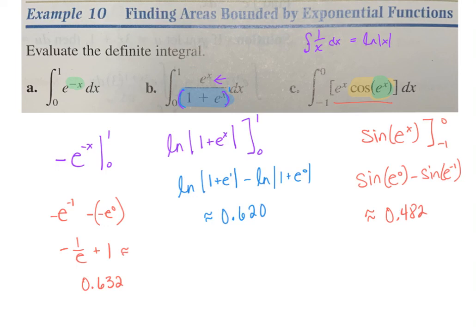So here's the deal. If I were to take the derivative of this, I should get that, right? If I were to take the derivative of this, I should get this. And if I were to take the derivative of this, I should get that.